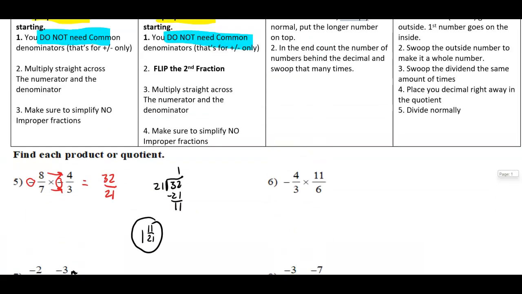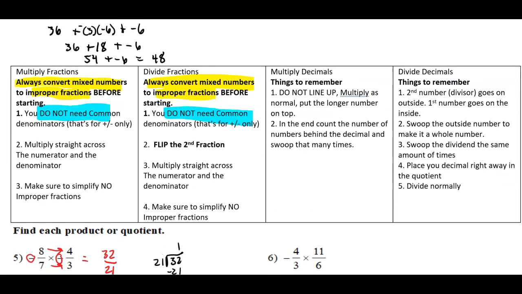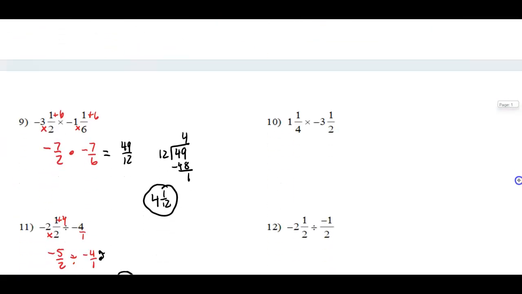And now let's go back to our notes for multiplying and dividing decimals. So for multiplying decimals, don't line up the decimals, just multiply as normal, put the longer number on top, and in the end, count the number of numbers behind the decimal and swoop that many times. And for dividing decimals, remember that the second number goes on the outside and the first number goes on the inside. And we'll swoop to make a whole number, and we'll go over a couple of examples of that.